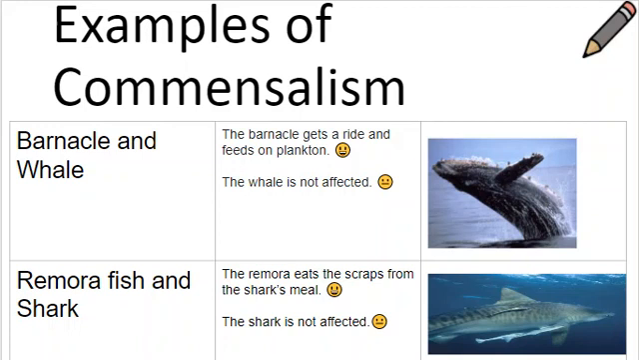The remora fish and the shark also have a commensalism relationship. The remora usually hangs around near the shark or underneath the shark, and it eats scraps from the shark's meal. So the remora fish benefits and the shark is not affected. Just write one example for commensalism.